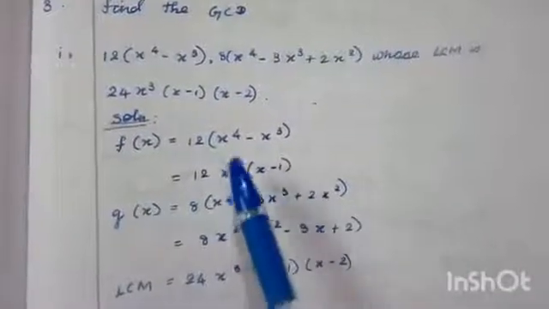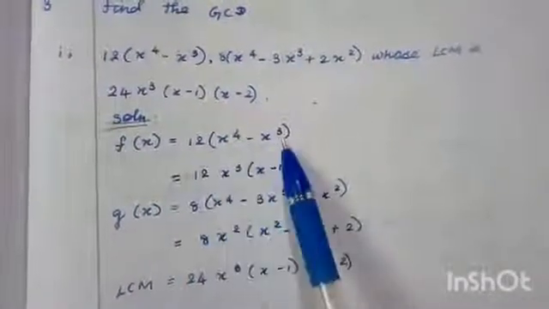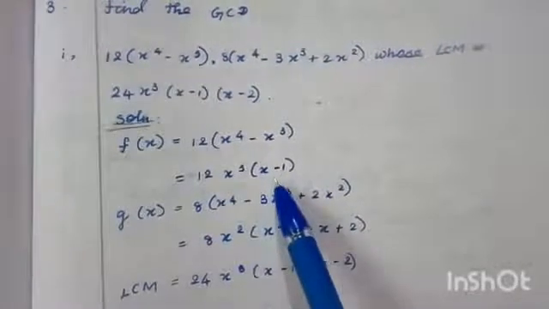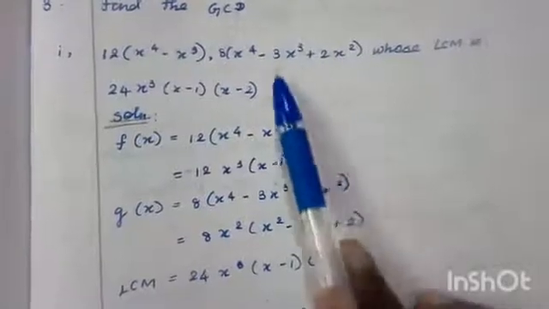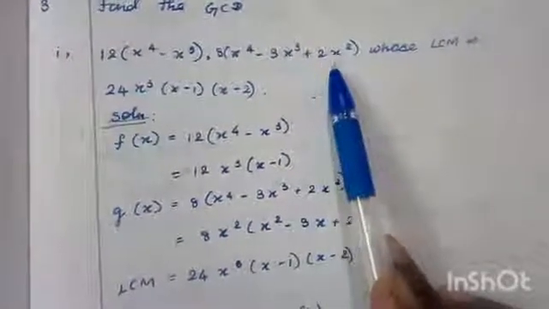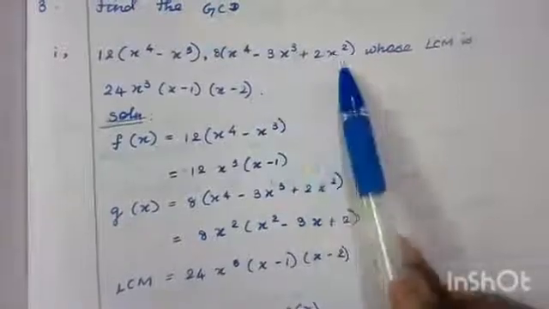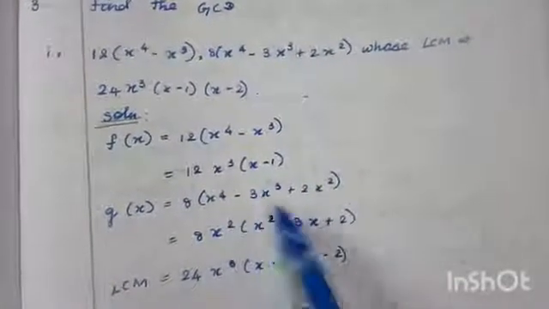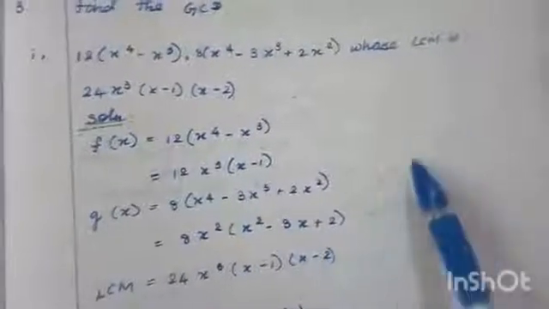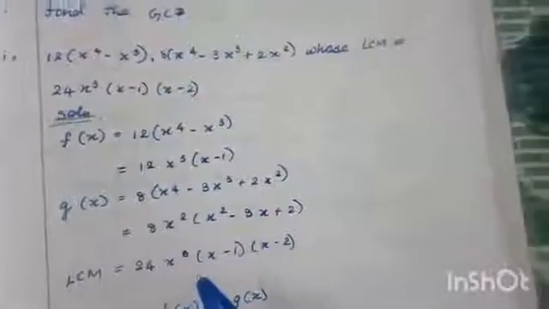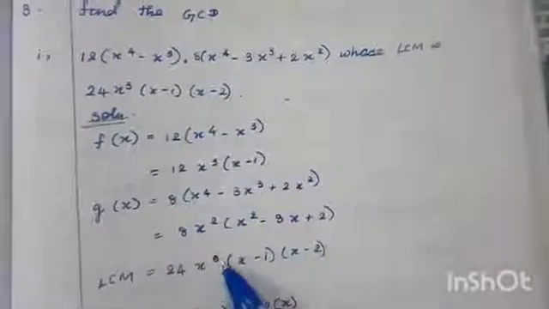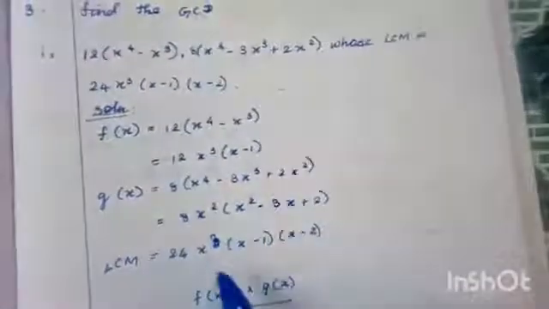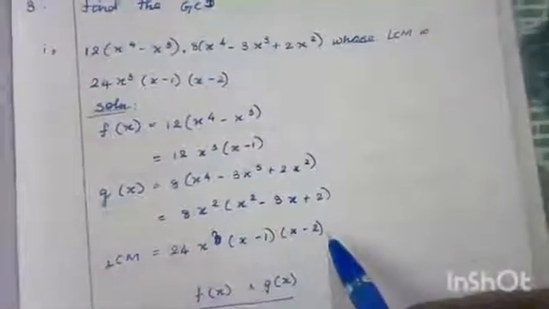First you have to write what are the things given. For f of x, if common terms are there, you have to take them outside. Here x cube is common, so 12x cube into x minus 1. Then g of x is 8 into x power 4 minus 3x cube plus 2x square. X square is common, that x square you have to take outside. So what remains is x square minus 3x plus 2. Their LCM is given as 24x cube into x minus 1 into x minus 2.